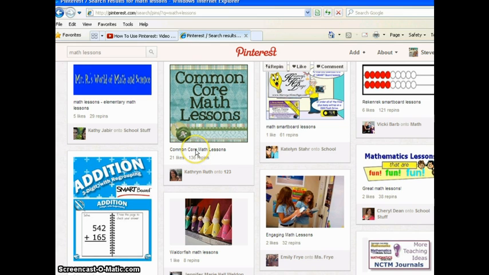Now, why else is something like Pinterest important? Well, if I like a teacher or like what a teacher's posting, I can become their follower, and I can automatically get any of their new postings. And I can also see who they're following. And I might follow who they're following just to see what they're looking at, to see what inspires the people that inspire me. I think that's kind of a really cool idea.